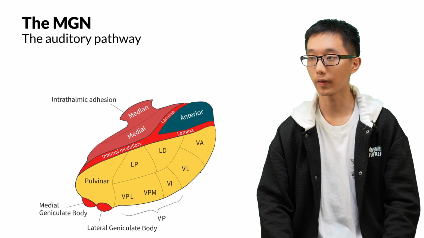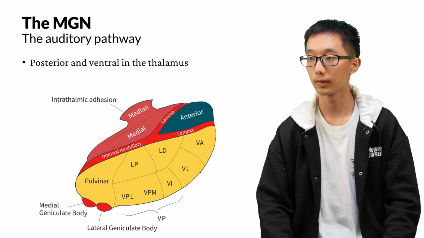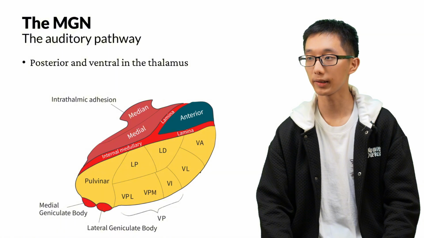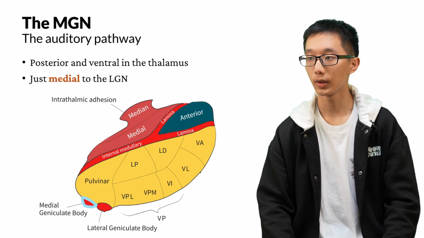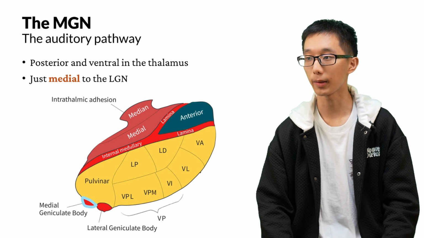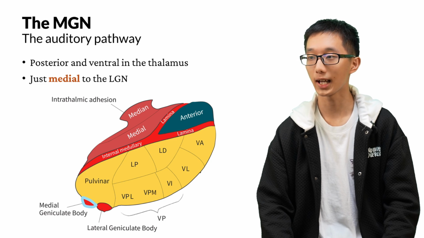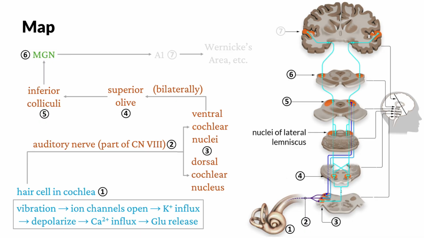This is the picture of the thalamus that we've also seen in the visual system episode. The medial geniculate body is posterior and ventral in the thalamus. It's here, just medial to the lateral geniculate body. We can see this through the similarity of their names, lateral geniculate body and medial geniculate body. In this map, we have now reached the MGN.